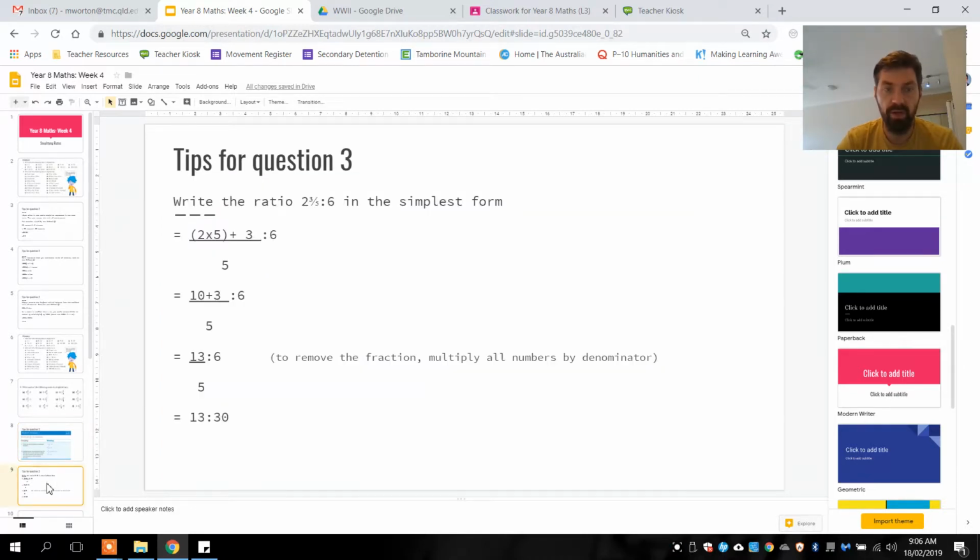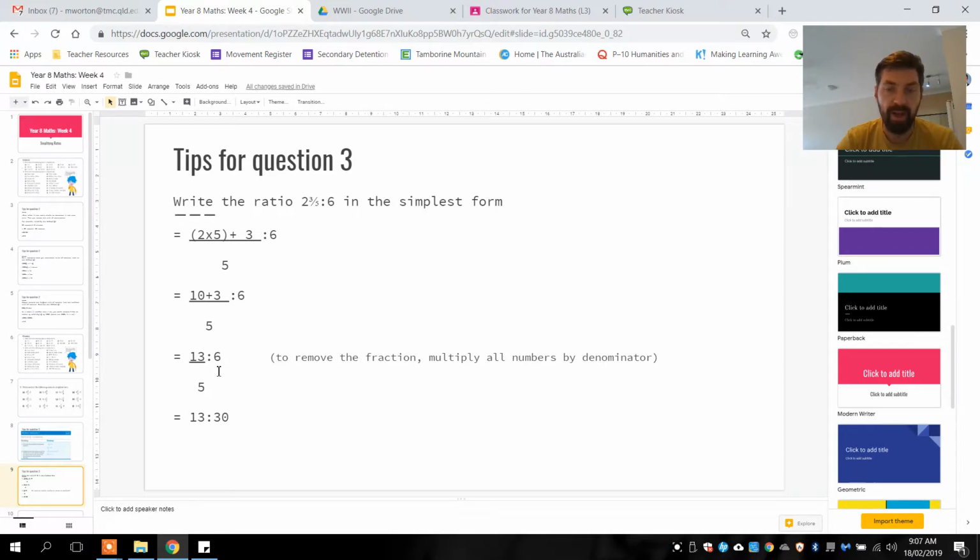Well, I've done an easier example for you. So write the ratio 2 3/5 to 6 in the simplest form. So you have the 2 multiplied by the 5 in brackets, plus the 3 just there, over 5 to 6. Then you just work that out. 10 plus 3 over 5 to 6, and then that's 13 over 5 to 6.